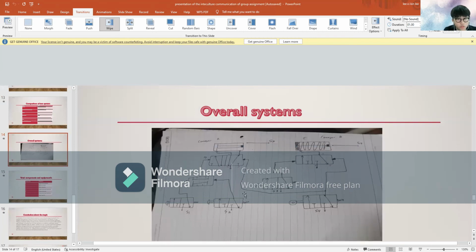So this is the overall system that I have done. As we can see, this is conveyor A and conveyor B combined, which is frequently used in the industry. As we can see, we combine this, which is equal to about 4 switches together.